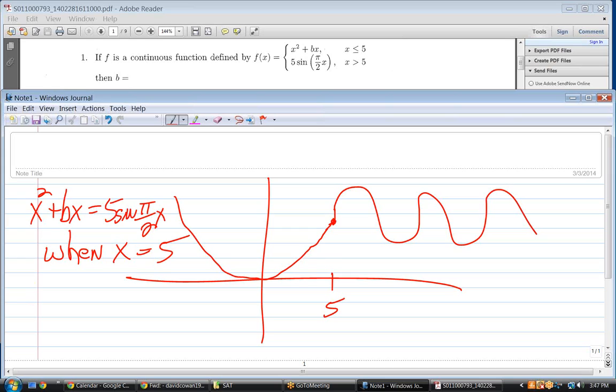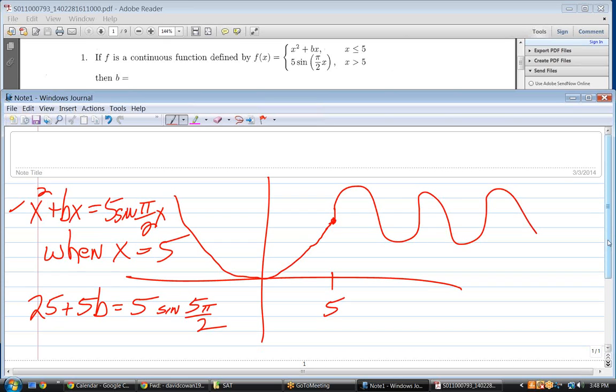Get the square root of 5 sine x over 2. Hold on, we're going to plug in 5 for x into this. Okay? You get 25 plus 5b equals 5 sine of pi over 2. Right? What's the sine of 5 pi over 2?